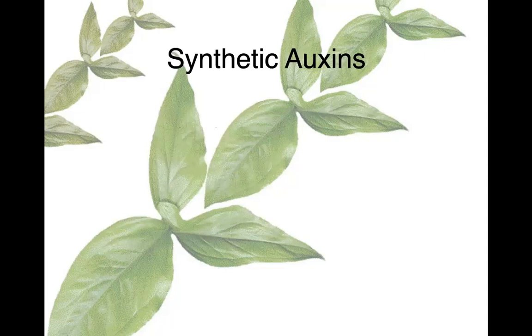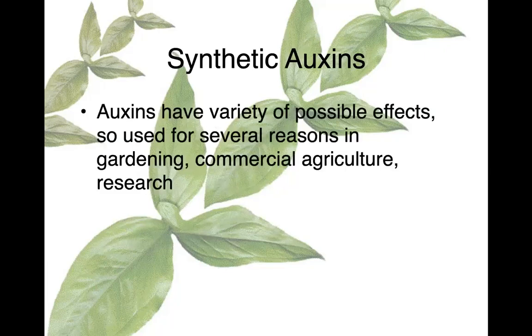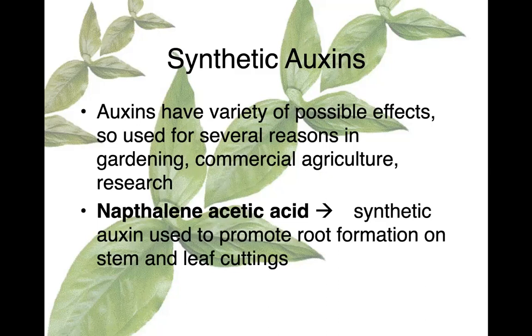Now, we are able to produce auxins synthetically, and we can use them in gardening, commercial agriculture, and research. One of these synthetic auxins is called naphthalene acetic acid. This is a synthetic auxin used to promote root formation on stem and leaf cuttings. I was telling you earlier this week that a vegetative propagation method, or basically a way of reproducing plants without the reproductive parts, is called cuttings. So with a lot of plants, you can just cut a branch off or cut part of a lateral stem.